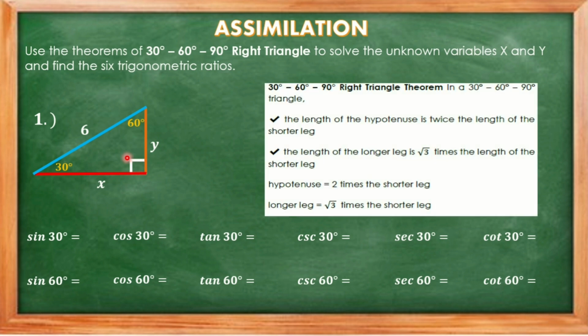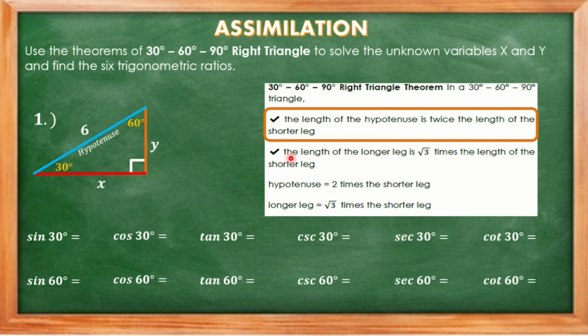So, ito yon. Itong side na kaharap ng 90 degrees natin, ito yung hypotenuse. Sabi dito sa theorem niya, the length of the hypotenuse is twice the length of the shorter leg. So, dahil hypotenuse lang yung given niya dito sa triangle na to, kapag tinoble daw natin yung measurement ng shorter leg natin, ito ay katumbas ng sukat ng hypotenuse. Okay? So, ibig sabihin, kailangan natin kalahatiin yung hypotenuse para ito yung maging katumbas ng shorter leg natin.